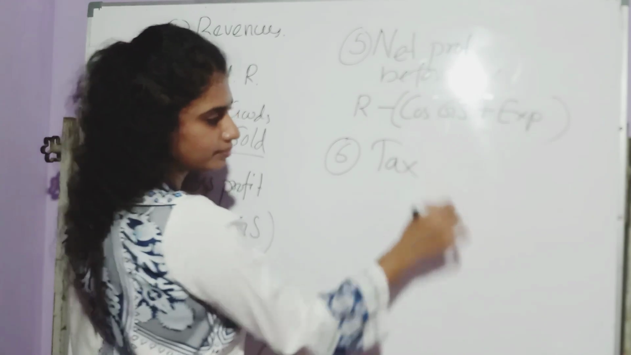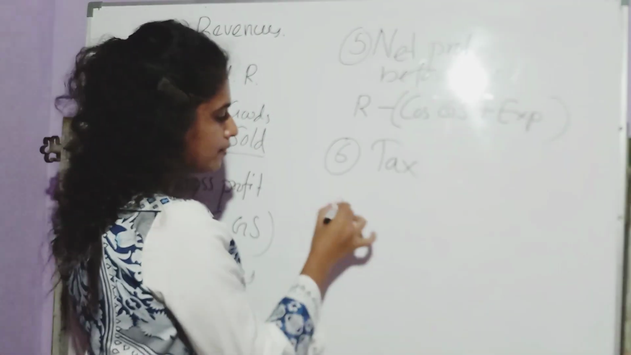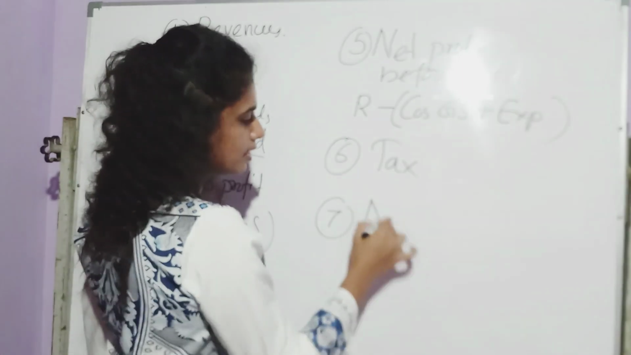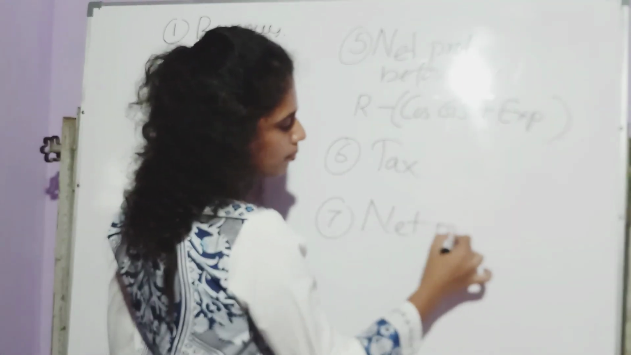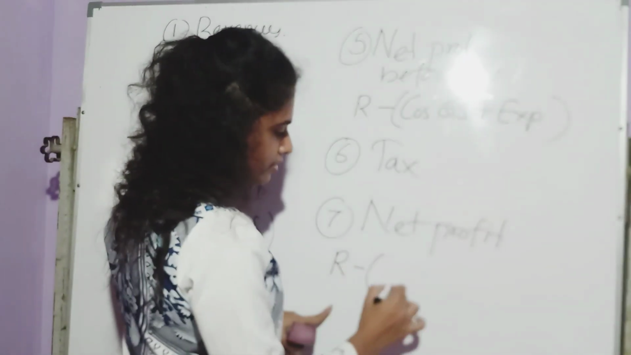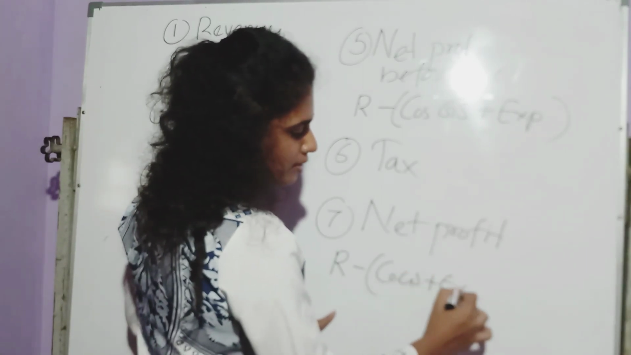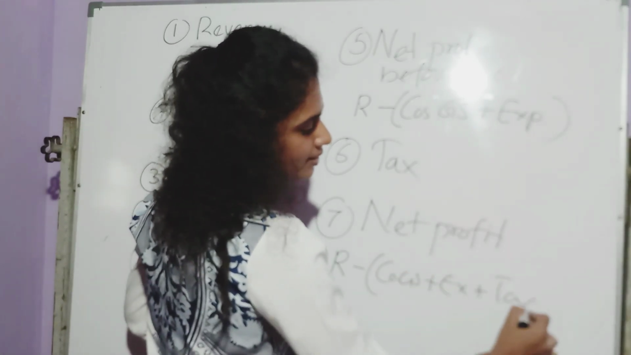Then sixth element, tax. Seventh and the final element, net profit. What do you mean by net profit now? Revenue minus cost of goods sold, expenses and tax.